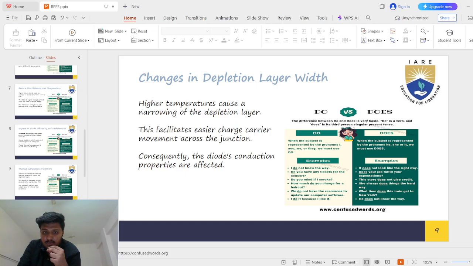Changes in depletion layer width. The depletion layer in a diode becomes thinner, narrower. This happens because more electrons and holes get enough thermal energy to cross the junction. As a result, it becomes easier for charge carriers to move through the diode. This means the diode can conduct current more easily, especially in the forward direction. However, this also affects how the diode behaves in reverse bias, as the leakage current increases. In simple terms, higher temperature makes the diode more conductive by reducing the barrier that normally resists current flow.